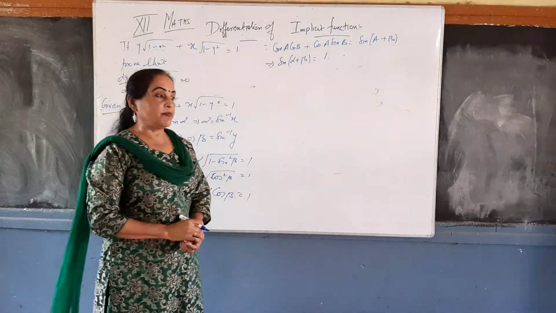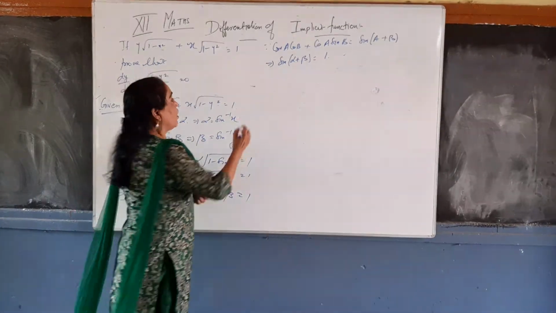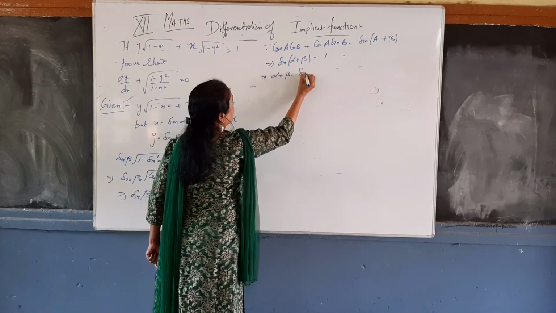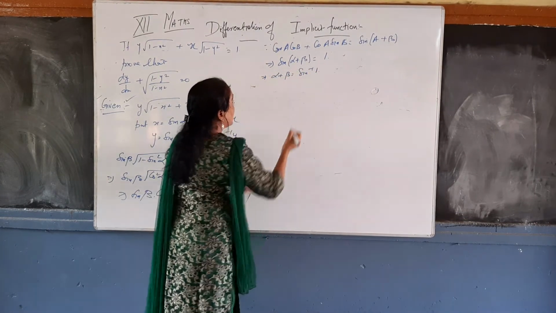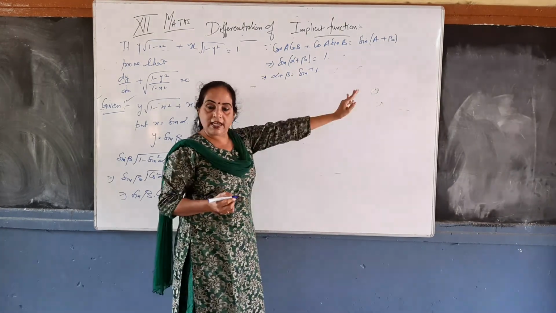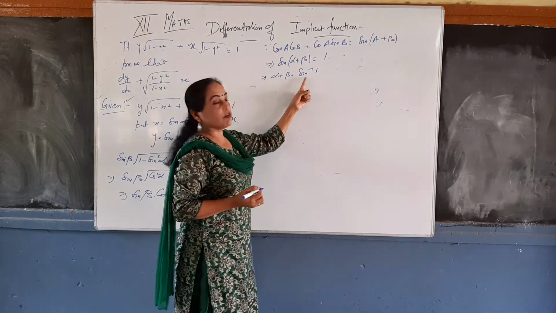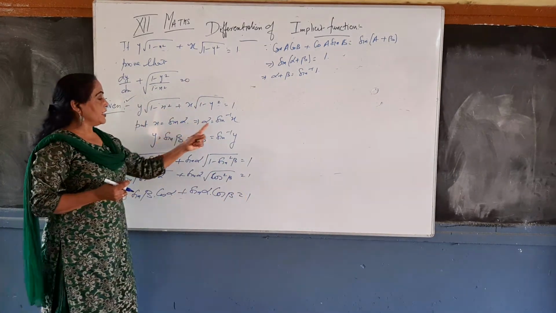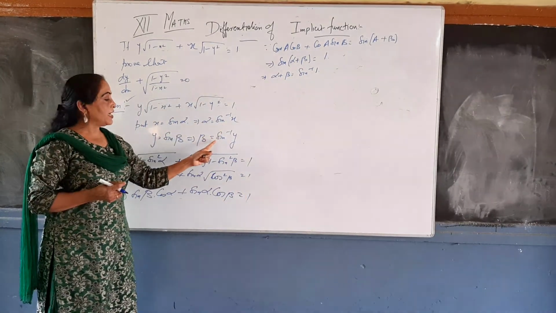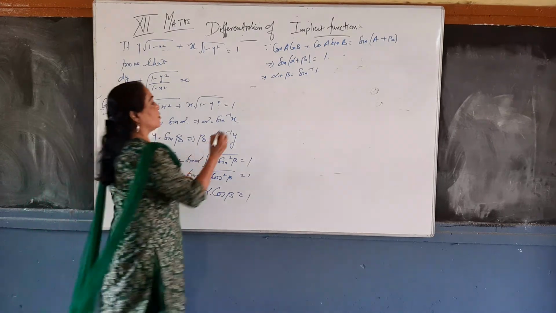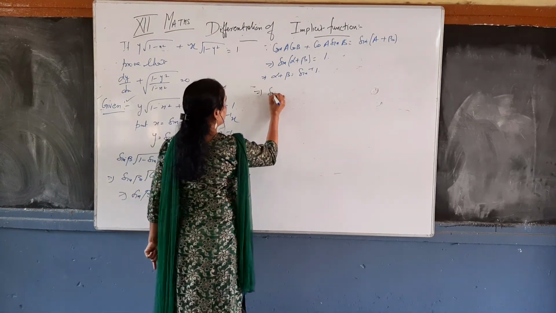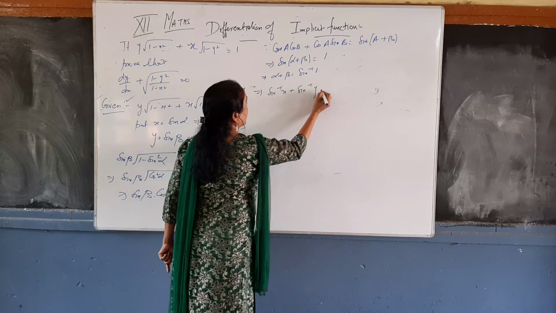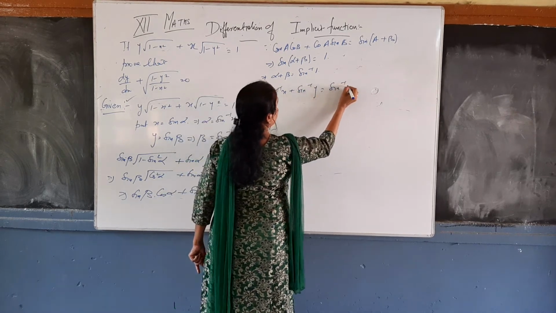Sin (alpha plus beta) equal to 1, or further we can write alpha plus beta equal to sin inverse 1. I have taken sin on the other side. Now what is the value of alpha? Alpha is sin inverse x, beta is sin inverse y. So we will get sin inverse x plus sin inverse y equal to sin inverse 1.